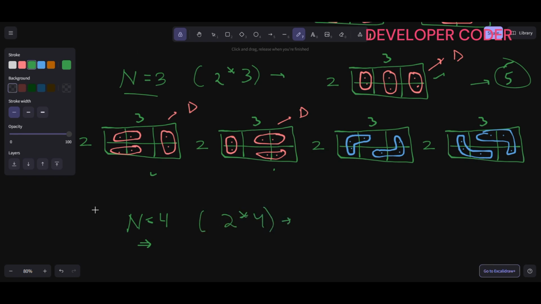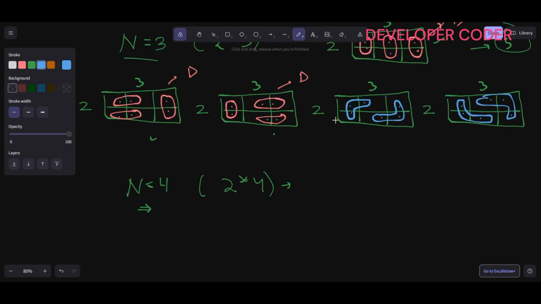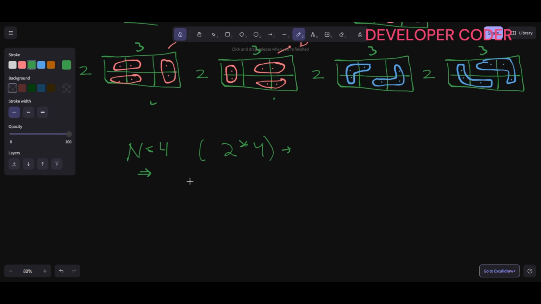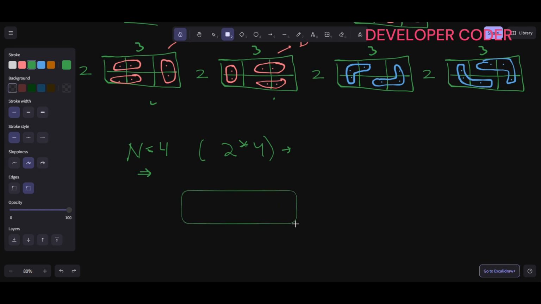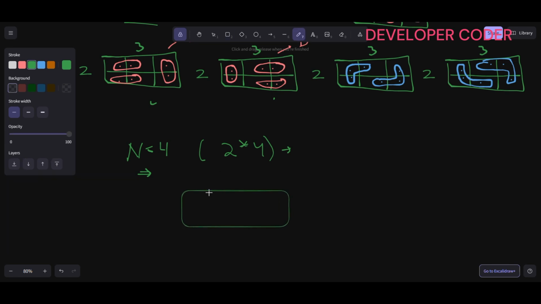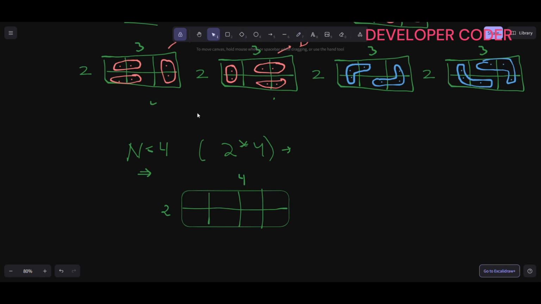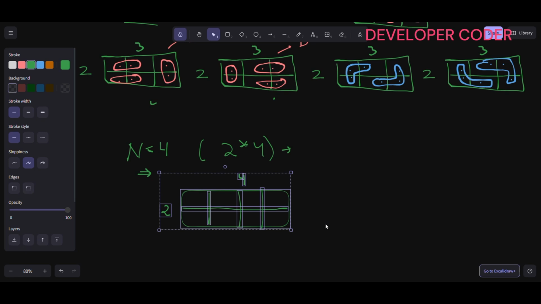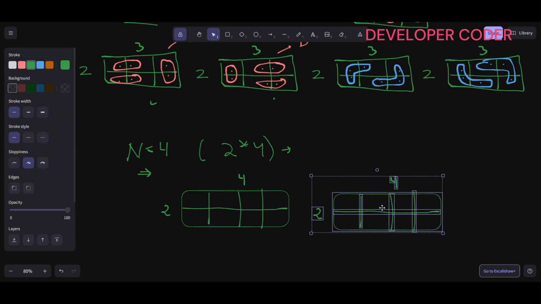Here 2 into 4, so using trominoes, first let's draw this tiling. One second. So we are doing tiling in 2 into 4. Like this it will look, it's looking good, right? 2 into 4, yes, this is right. Now let me just copy this same thing, copy it here.